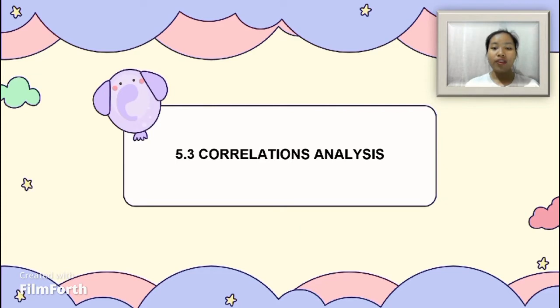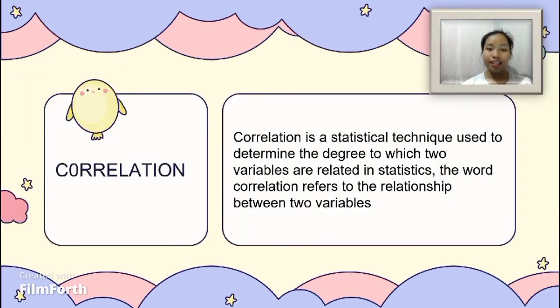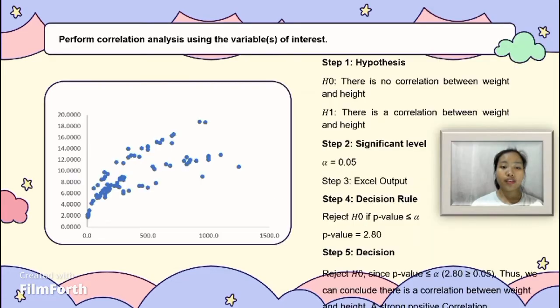Next, we go to the correlation analysis. Correlation. Correlation is a statistical technique used to determine the degree to which two variables are related in statistics. The word correlation refers to the relationship between the two variables. Perform correlation analysis using the variables of interest.